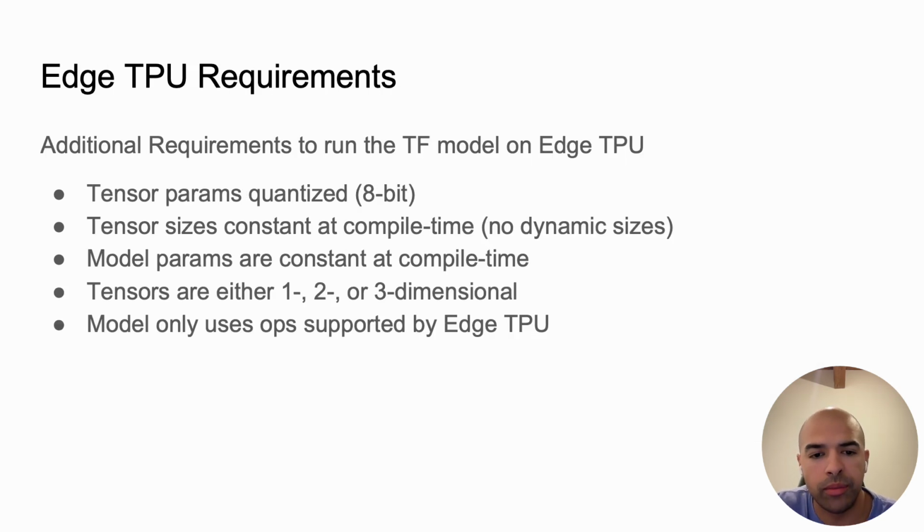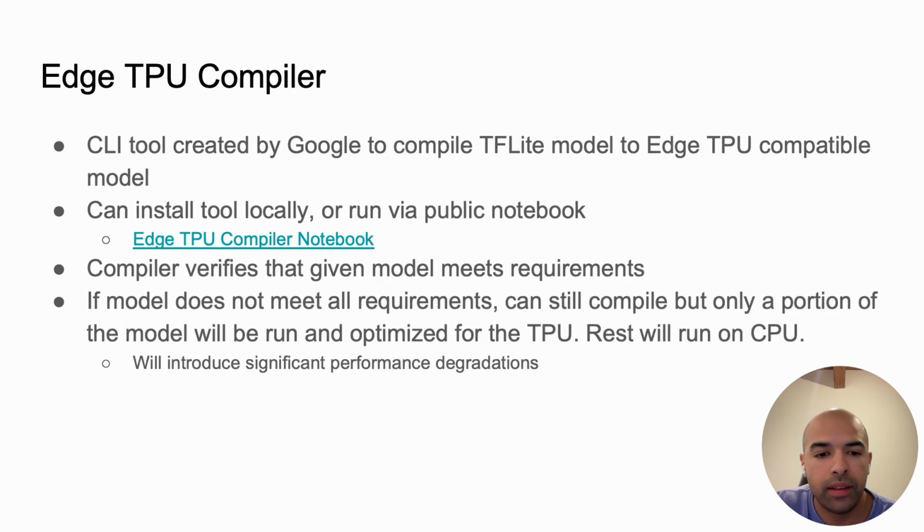So the Edge TPU requirements are that the parameters have to be 8-bit quantized. Tensor sizes must be constant at compile time. The model params are constant at compile time. Only one, two, or three-dimensional tensors, and the model should only use operations supported by the Edge TPU, which has just a small list of operations that it supports.